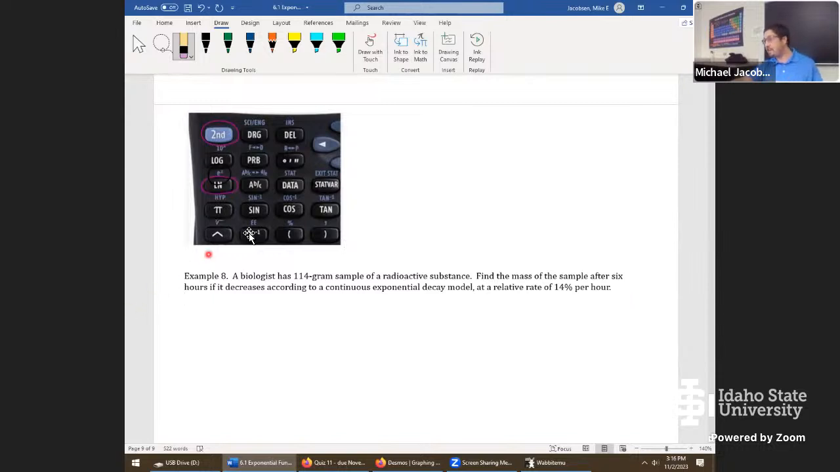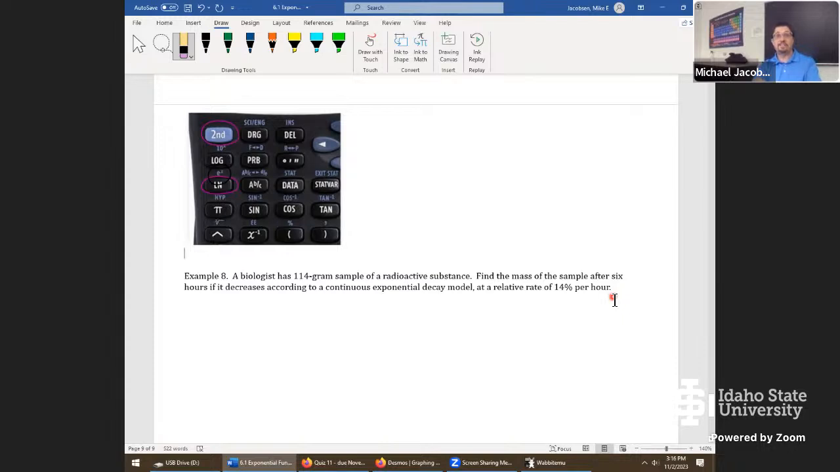So let's see what this is saying here. A biologist has a 114-gram sample of a radioactive substance. They never told us what it was. That's no fun, but we'll have some interesting isotopes when we get into exponential decay later on. They ask us to find the mass of the sample after 6 hours if it decreases according to a continuous exponential decay model at a relative rate of 14% per hour.